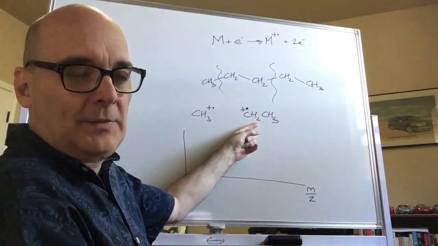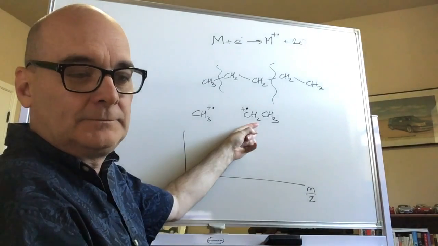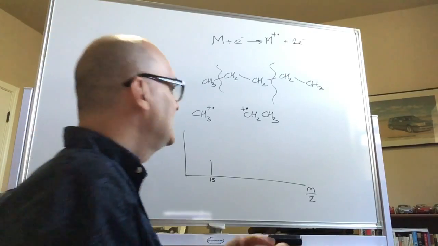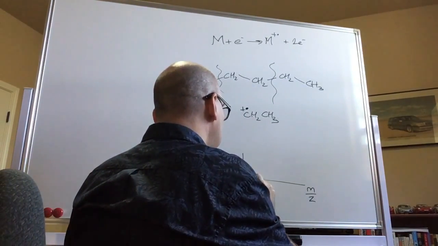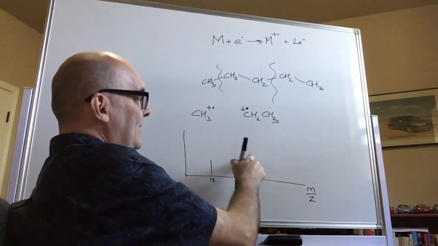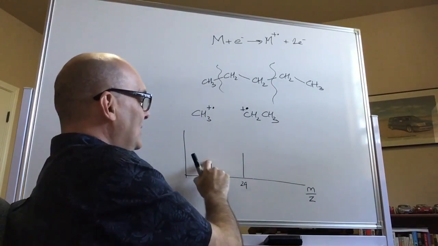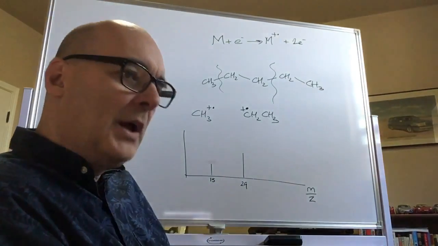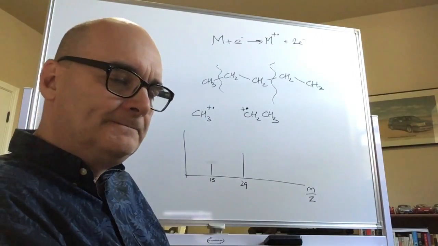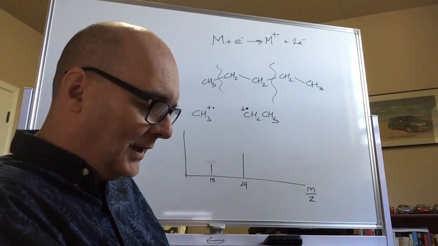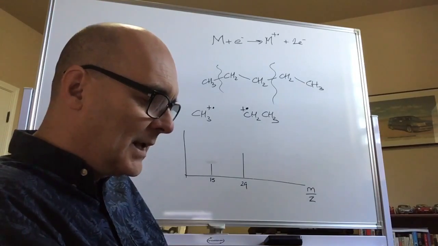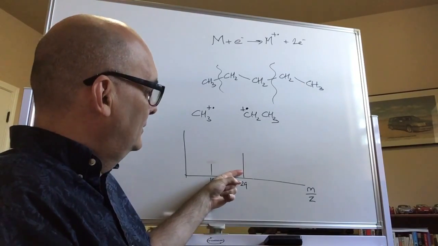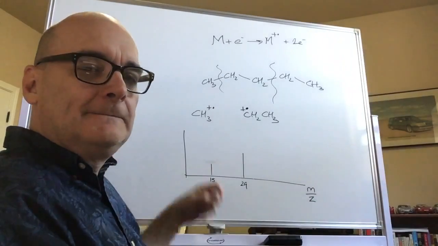What about this? What's the atomic mass of this thing? 29. 29 is going to be larger than 15. If I get to see 15 at all, why would 29 be a larger, more abundant peak than 15? What's the thing going on here? What's the underlying rule that says there should be more of this visible than that?